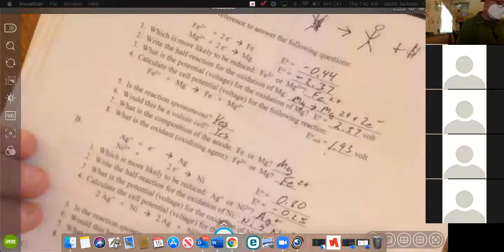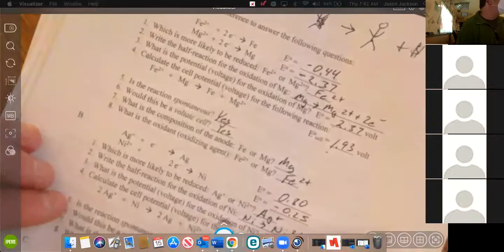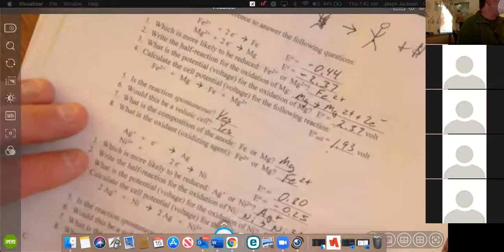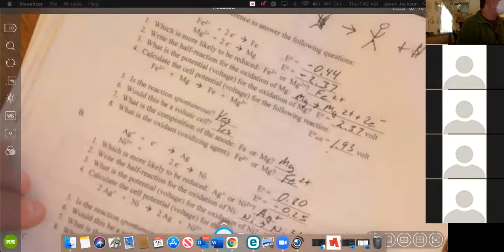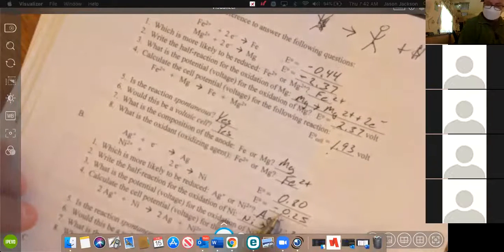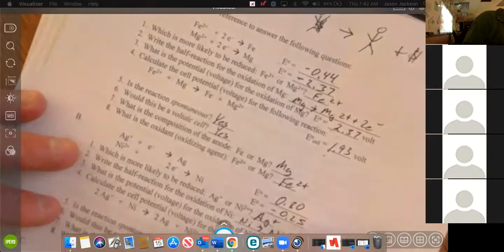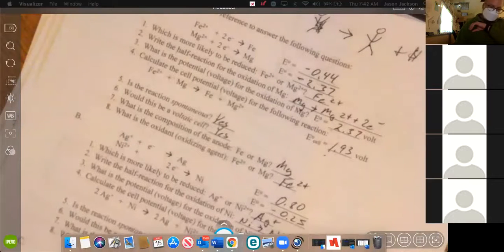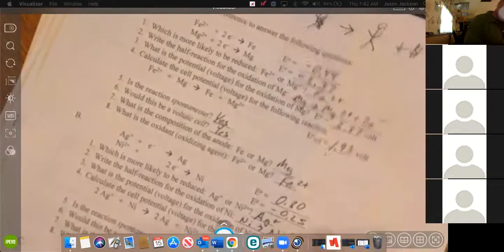It seems very easy, but whenever you don't do it for a while, it's like, oh wait, what? Do we flip it? Well, what is the potential from the oxidation of nickel? What do we do to the nickel? We flip the sign. Calculate cell potential, 0.80 plus 0.25. So we do that in our heads.